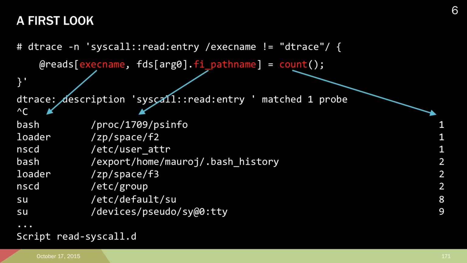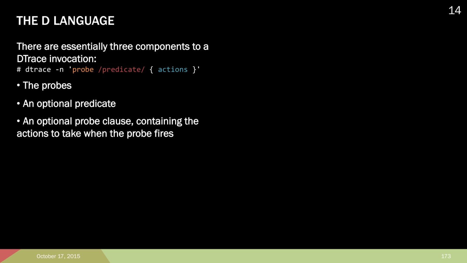Note the keys in the aggregation, exec name and path name, print in their own columns, and the values for the keys, in this case count, also print in their own column. With this example, we start to get an idea of the power, ease, and flexibility available to us with DTrace. We've seen the syntax for DTrace basically follows a probe, predicate, clause pattern.